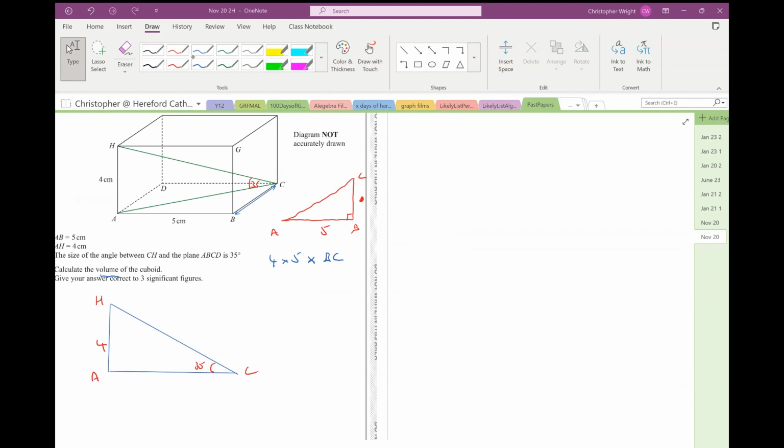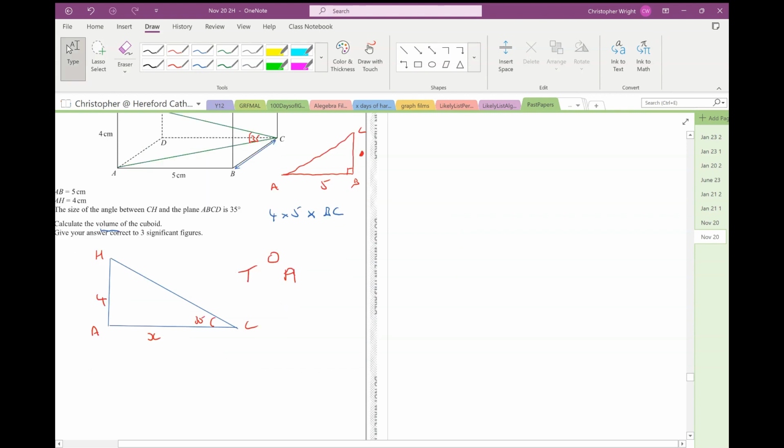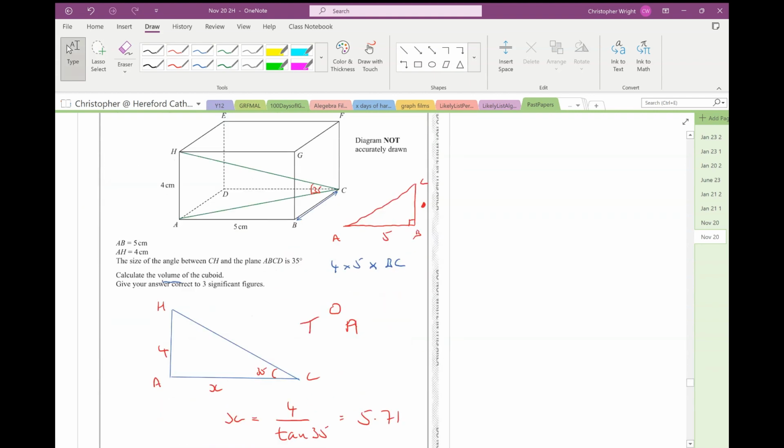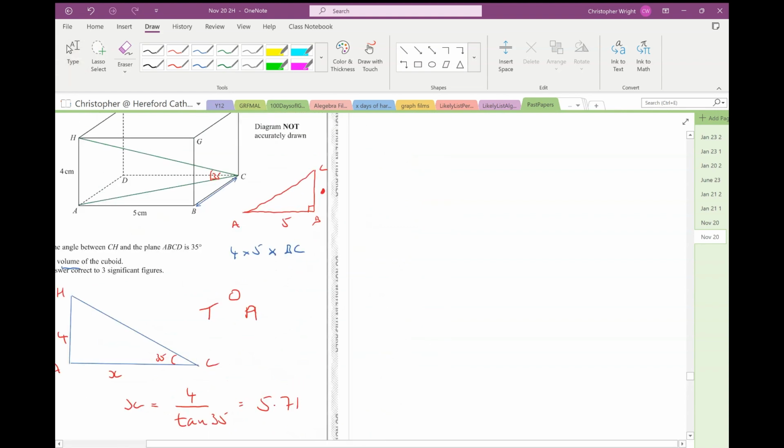Look, because if I call AC x here, I can use tan, and I'm trying to find the adjacent. So the adjacent x is the opposite 4 divided by tan the angle. So now I've found the length of x. It's actually 5.71, but keep the whole number on your calculator. So x is 5.71. Right, so AC is 5.71.